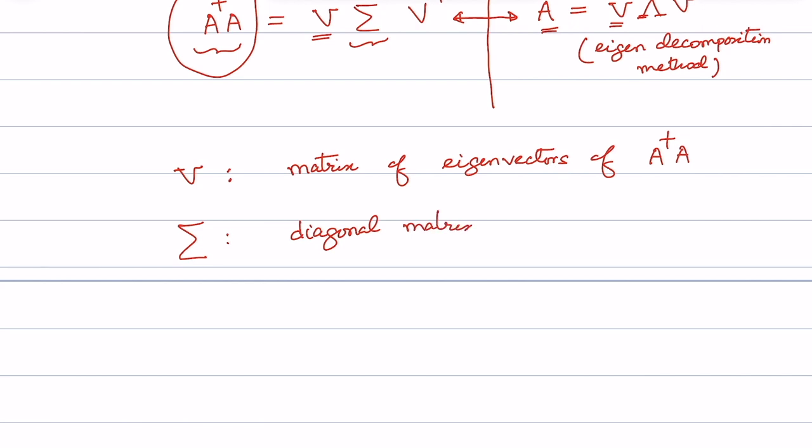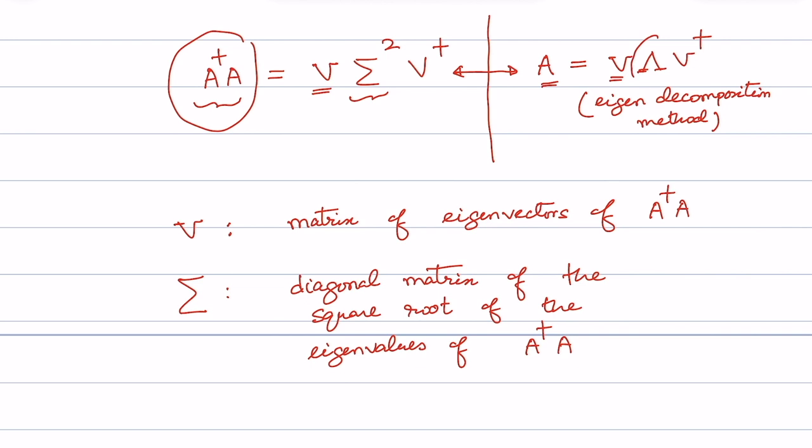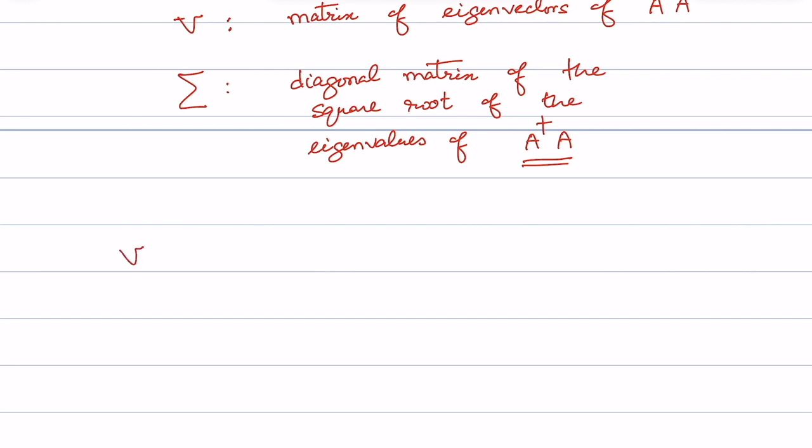This capital sigma is the diagonal matrix of the square root of the eigenvalues of A dagger A. I hope you get the idea, because again, using the same correspondence, here you see this capital lambda, its diagonal elements are the eigenvalues of this matrix A. Similarly, here capital sigma square, its diagonal elements are the eigenvalues of this matrix A dagger A. So capital sigma is going to have the elements which are the square root of the eigenvalues of the matrix A dagger A.